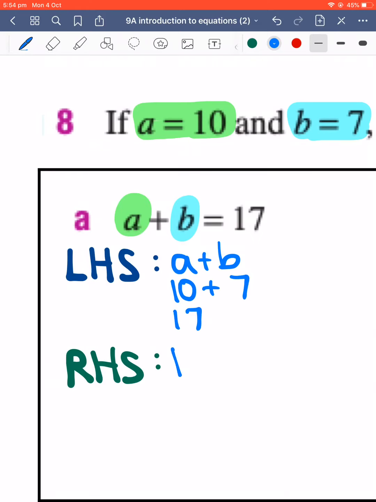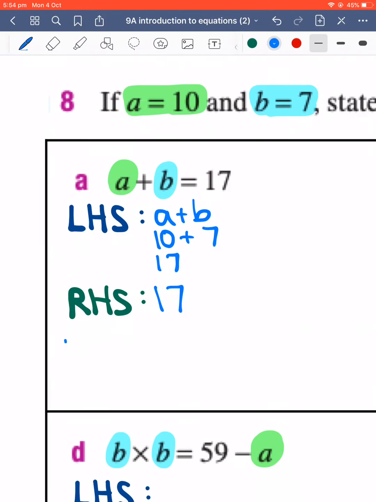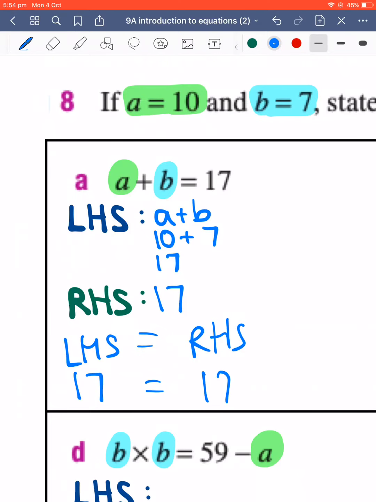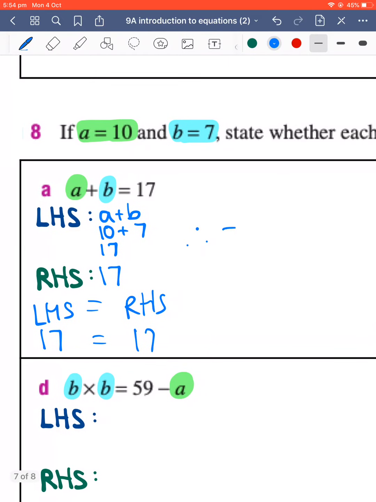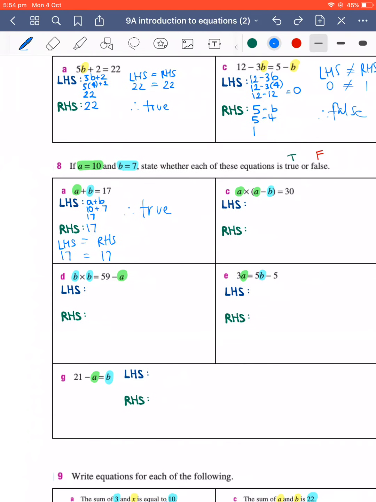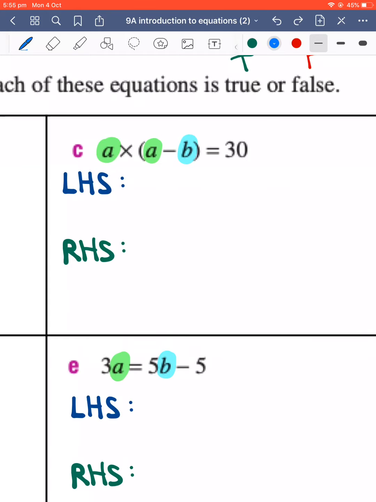to give me an answer for my left-hand side of 17. My right-hand side is also 17. So if I compare my left-hand side, 17, compared to my right-hand side of 17, those two are equal, therefore those two values that we are given here are true solutions. So these values for these equations are true. Next one, let's go through. Again, similar process every single time.